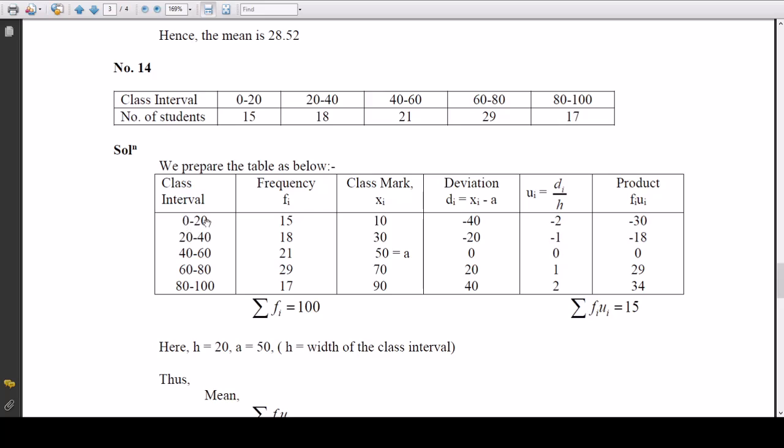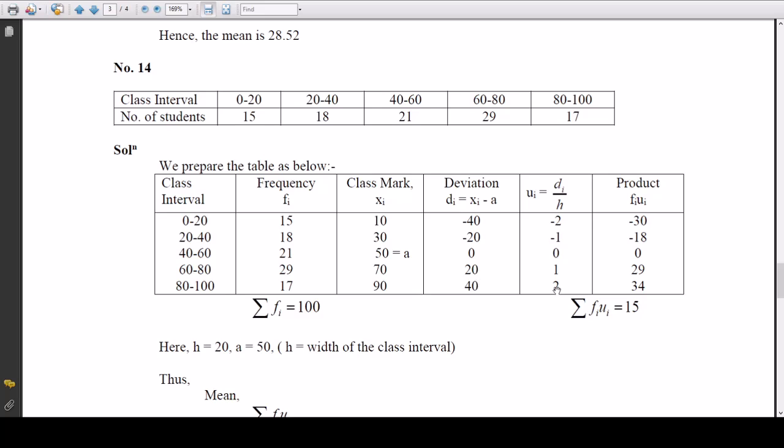Now in finding ui, you need the width of class interval. 0 to 20, what is the width? It is 20. Here also 20. All the class intervals have width 20, therefore h will be 20. Now minus 40 divided by 20, you will get minus 2. Minus 20 divided by 20, minus 1. 0 by 20 is 0. 20 divided by 20 is 1. 40 divided by 20 is 2.